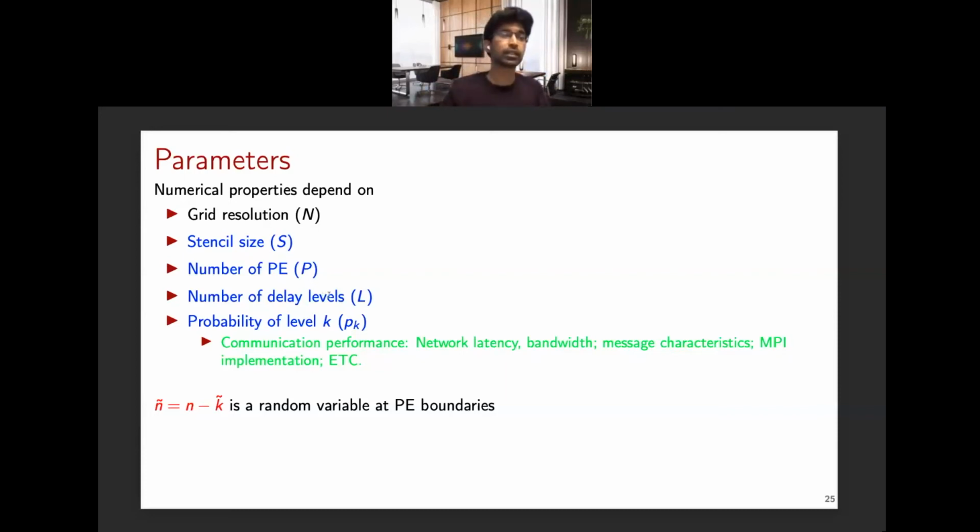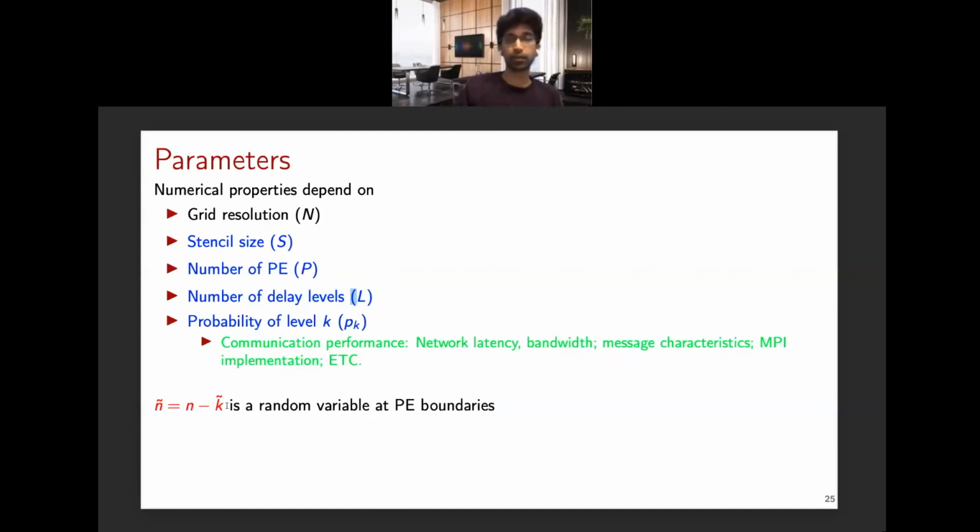So we restrict the amount of delay between two different processing elements in terms of time levels to L. And now, with the random nature of communications, the different time level values take different probabilities. Those are the pk's, where k represents the amount of delay. For example, I define here ñ equal to n minus k.